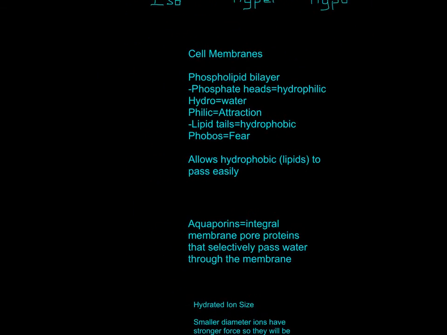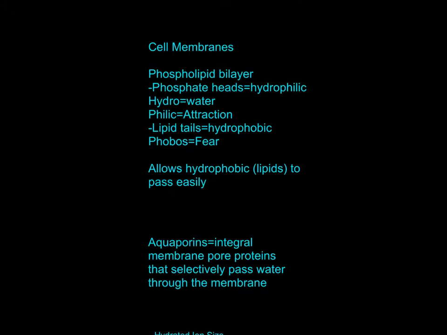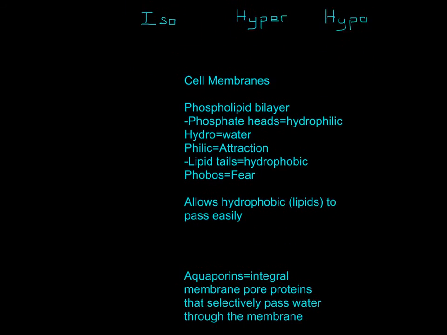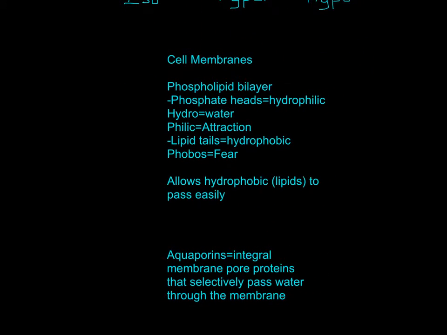So just a few facts about cell membranes. Cell membranes have a phospholipid bilayer, right? So it's kind of like this one I was showing you over here. It creates a barrier. Phospholipid bilayer, phosphate heads, which are hydrophilic. So let's break this word down. Hydro just means water, philic means attraction. So these phosphate heads like water. And then lipid tails that are hydrophobic, phobos is fear, and once again hydro is water, so they fear water, or they don't like to be near water. So it allows hydrophobic lipids to pass easily.